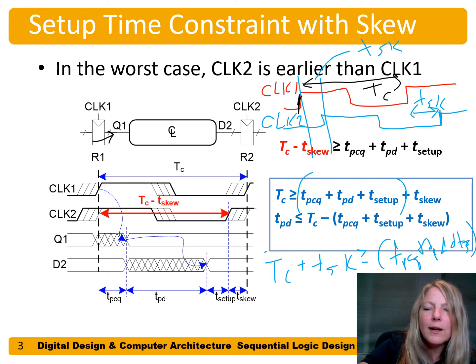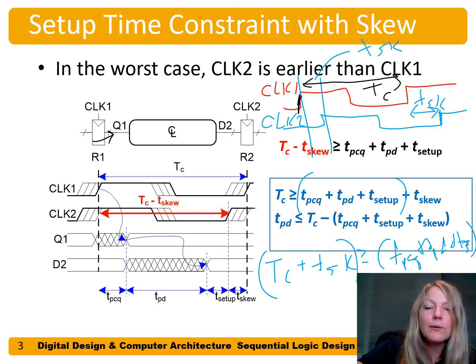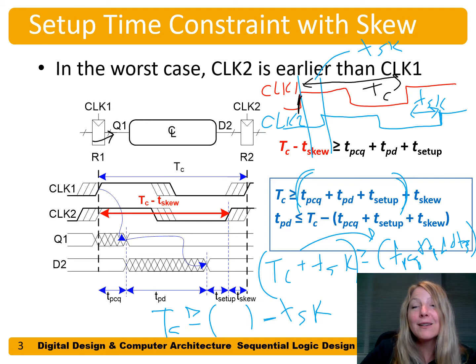But now we actually get more time if clock 2 is later than clock 1. So it's definitely not the worst case. In that case, we would have TC greater than or equal to all that stuff we have to do: propagation clock to Q, test plus TPD plus T setup. But now we could bring the skew over to the other side, subtract it from both sides, and get minus T skew. So in that case, we could run it at a smaller cycle time or a faster frequency.